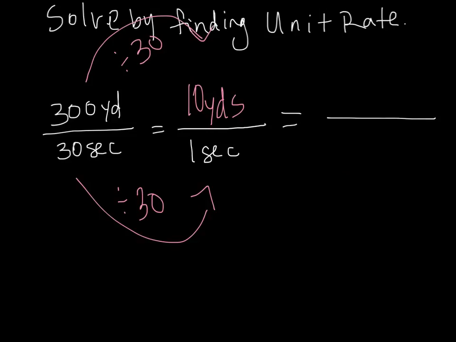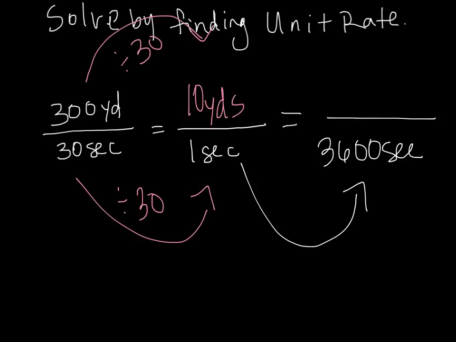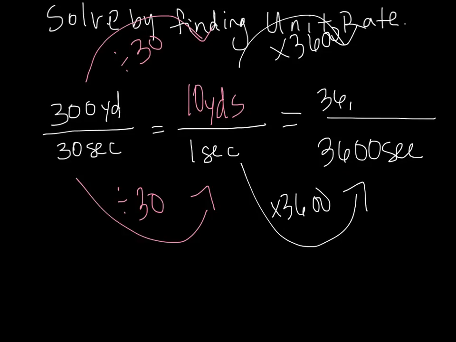In 3,600 seconds, how far can we go? So we're going to scale up. 1 times what gives me 3,600? Times 3,600. 10 times 3,600. Not using your calculators. 36 times 1 is 36. And then you have 3 zeros, 36,000 yards.